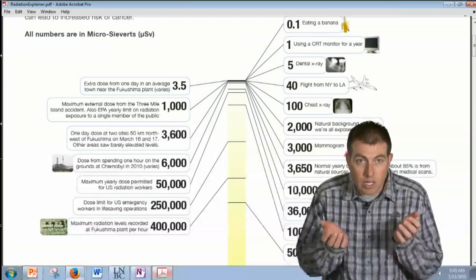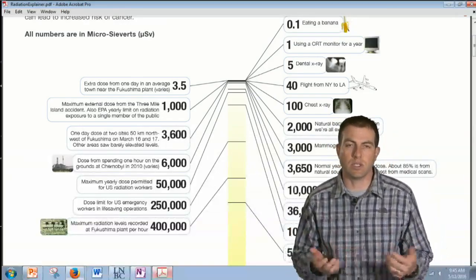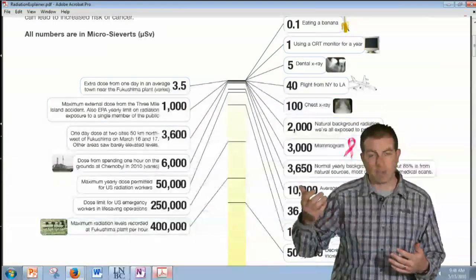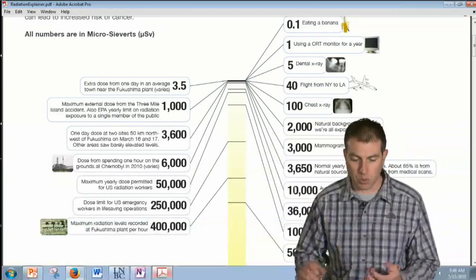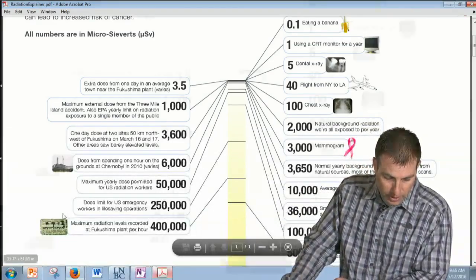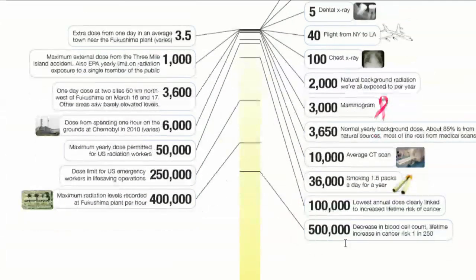So if you're standing right next to the microwave, yeah, you might receive a little bit of microwave radiation, which isn't going to do you a lot of harm. But as soon as you step away from it, the actual amount you're receiving goes down really quickly. All right. Let's get to some of the scary stuff here. Let's get into smoking. 1.5 packs a day for a year, 36,000 microsieverts, radioactive stuff in cigarettes. Lowest annual dose clearly linked to cancer is 100,000, which is kind of scary.